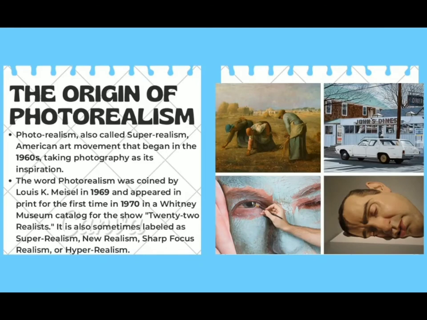The origin of photorealism. Photorealism, also called superrealism, is an American art movement that began in the 1960s, taking photography as its inspiration. The word photorealism was coined by Louis K. Maisel in 1969 and appeared in print for the first time in 1970 in a Whitney Museum catalog for the show 22 Realists. It is also sometimes labeled as superrealism, new realism, sharp focus realism, or hyperrealism.